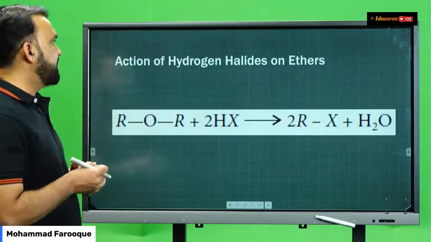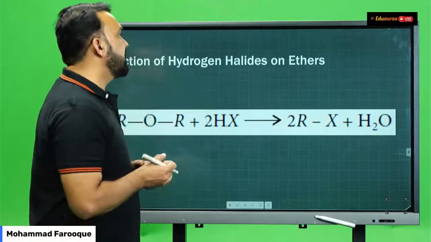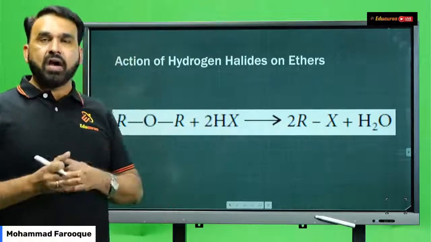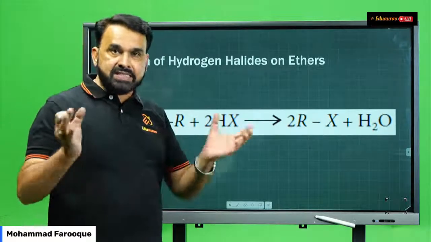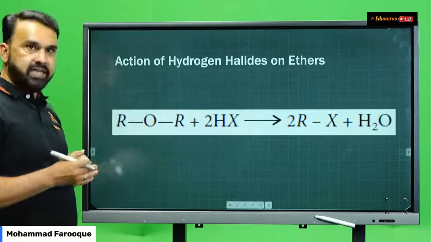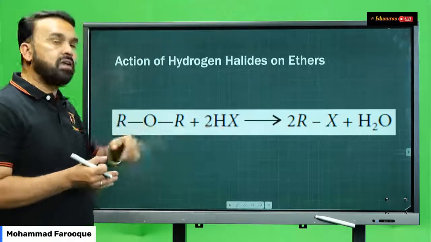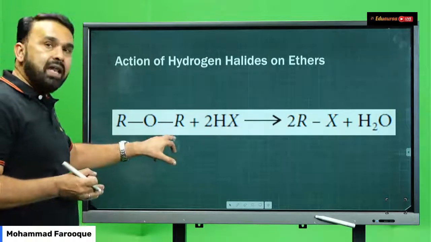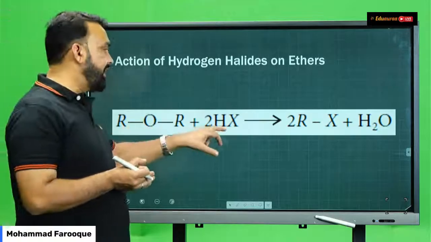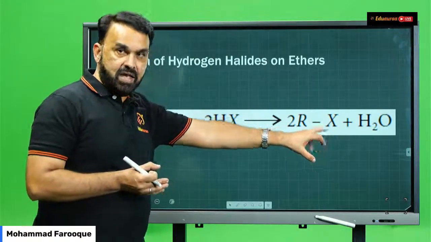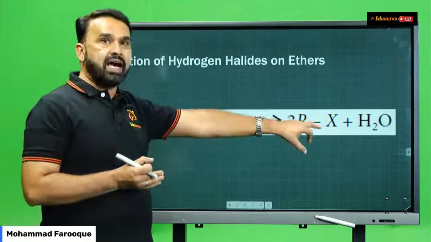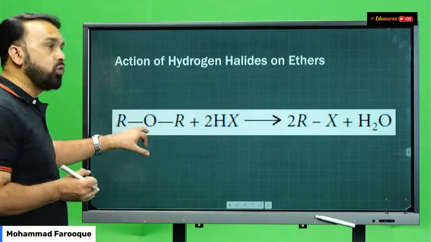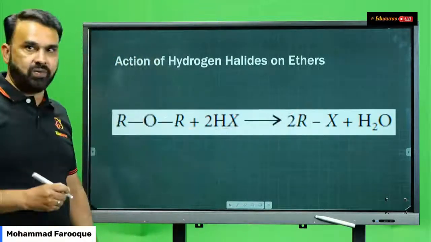In the next method of preparation, we will see the action of hydrogen halides on ethers. That means ethers are what? Organic compounds represented as ROR. This ether, when treated with a hydrogen halide HX molecule, what happens is that one alkyl group, one R group, will take the halogen and form RX. Because there are two R groups, you'll get twice RX. And then the two hydrogens will combine with oxygen to form what? To form a water molecule. Right, students?